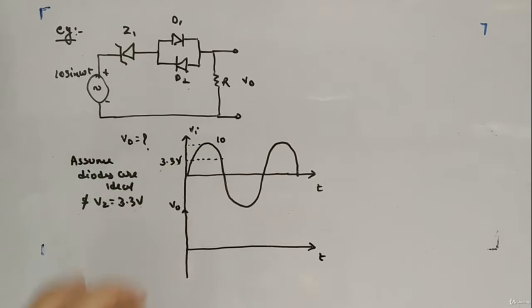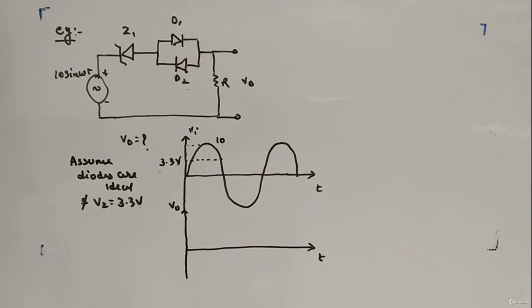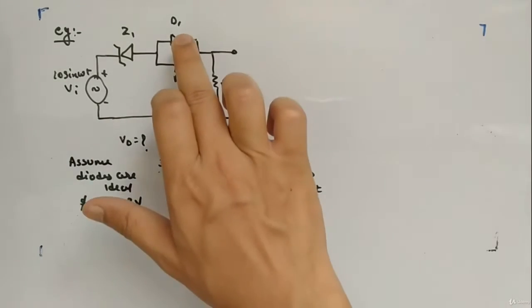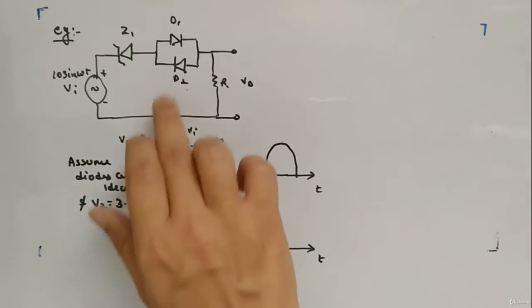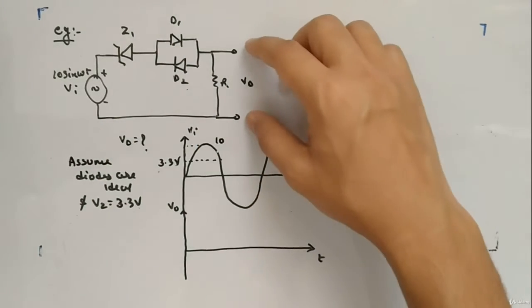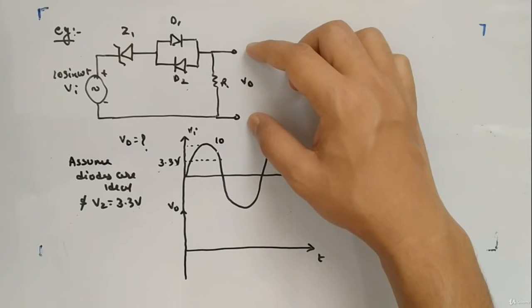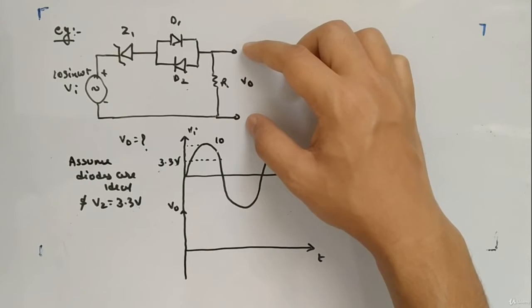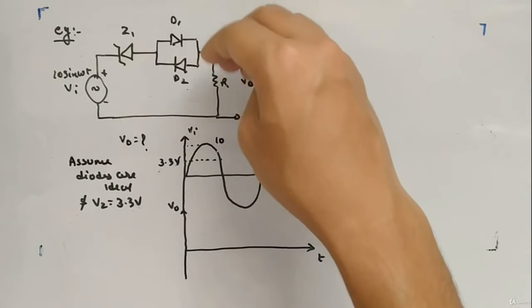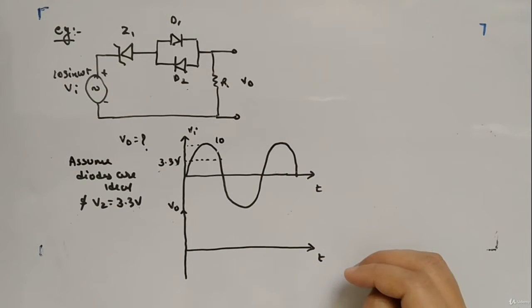I've just made one time period. So this is the maximum value 10. This is Vi. And this is Zener diode NP. Then D1 and D2 are normal diodes, PN, PN. Then there is a resistance, and you have to draw the waveform of V out, the voltage across the resistor.